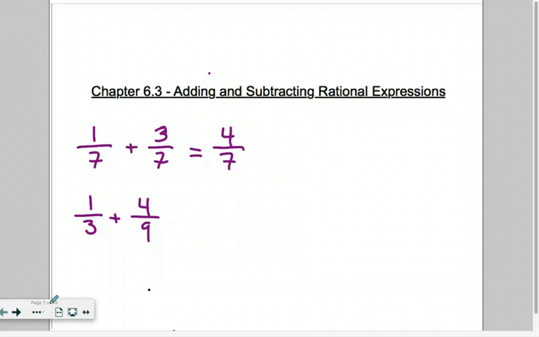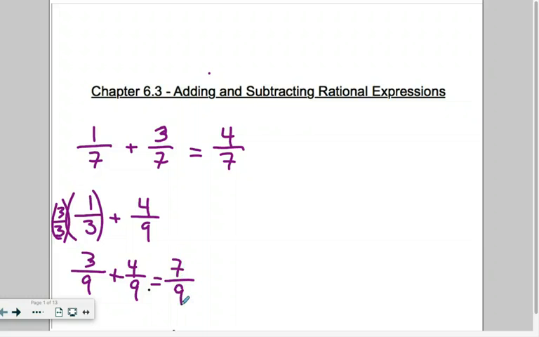So this is where the whole idea of equivalent fractions and equivalent expressions comes into play. Look at my denominators, 3 and 9. Can I multiply one of these numbers to get the other? I should realize that yes, I can take 1/3, multiply it by that clever form of 1, 3 over 3, and turn 1/3 into 3 over 9, and then I can add it to 4 over 9, and I get 7/9.